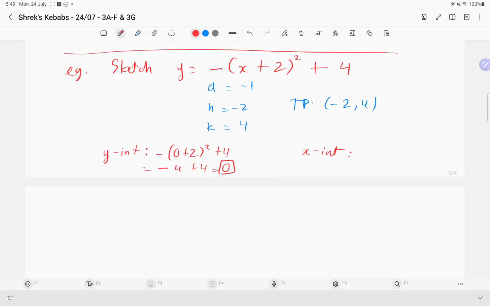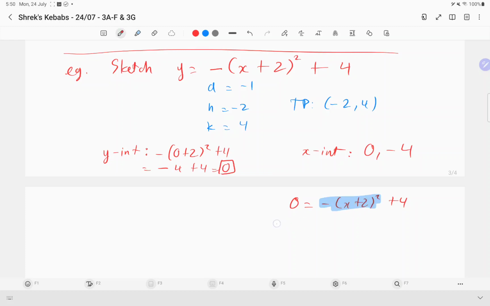What are the two x-intercepts? The x-intercepts are 0 and negative 4. Here, I'll show you the workings. 0 equals negative of this thing, and then plus 4. Note that when you see this expression, do you see that there are two terms? That's one and this is one. Do you guys see that? Which one do you want to move to the other side? No, you move the negative term to the other side.